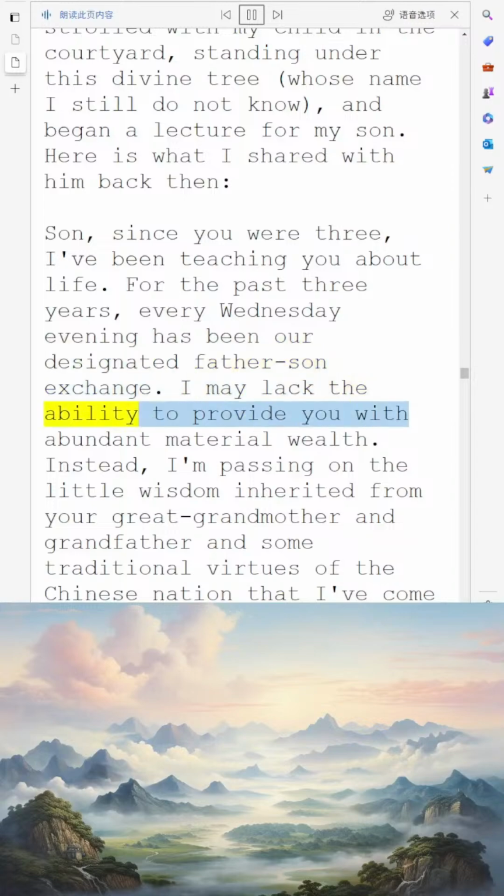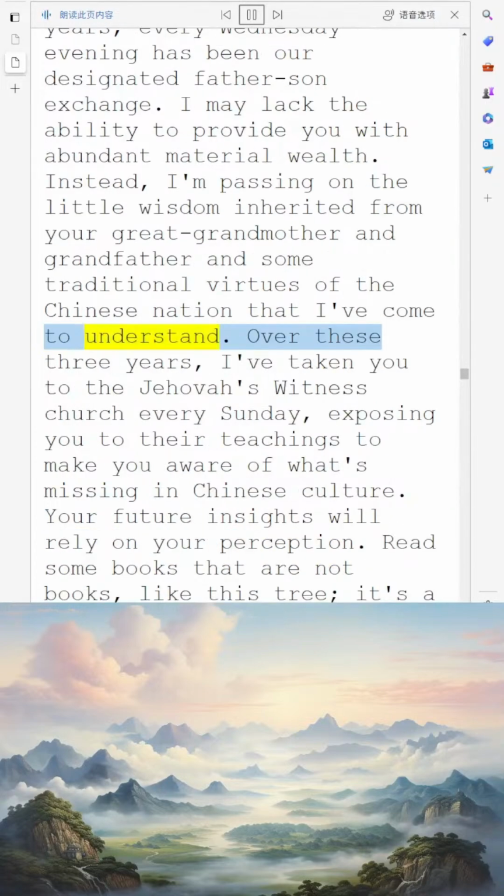I may lack the ability to provide you with abundant material wealth. Instead, I'm passing on the little wisdom inherited from your great-grandmother and grandfather and some traditional virtues of the Chinese nation that I've come to understand. Over these 3 years, I've taken you to the Jehovah's Witness Church every Sunday, exposing you to their teachings to make you aware of what's missing in Chinese culture. Your future insights will rely on your perception.